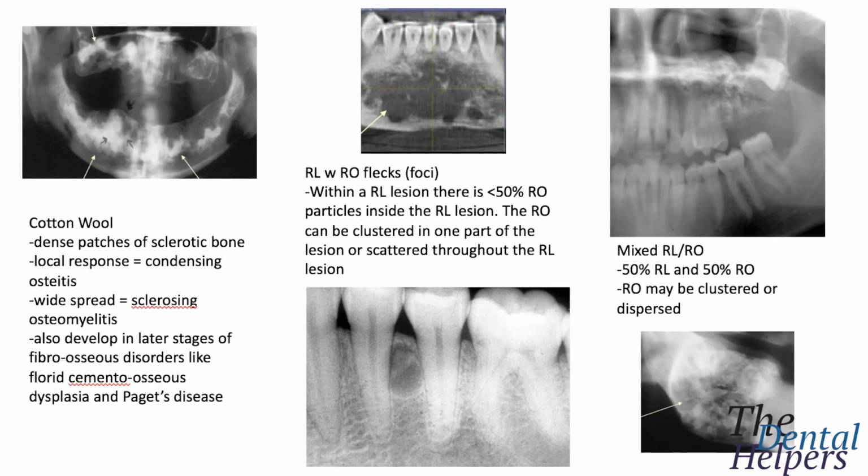Next is a cotton wool pattern, and I just like to think this looks jacked up. I mean, it's a bunch of dense patches that are of sclerotic bone. If it's a local response, it's going to be condensing osteitis. If it's wide, it's sclerosing osteomyelitis. So if it's local, it's got to be condensed, so it's in one area. While if it's wide, it's everywhere, so that's going to be sclerosing. So everywhere is going to have sclerosis.